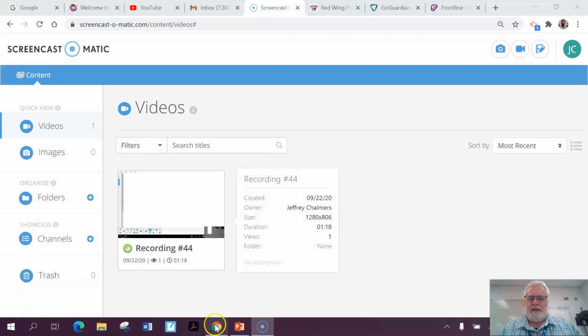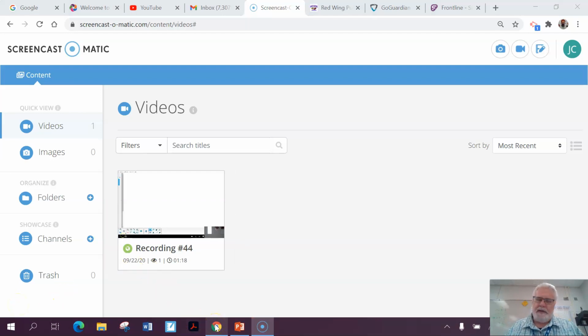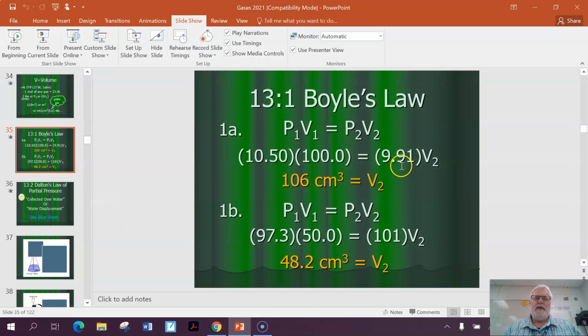Okay, we're going to continue on our gas law worksheet here with the next section. You have completed your Boyle's Law certification, and we are now going to move on to the next section of problems called Dalton's Law of Partial Pressure.